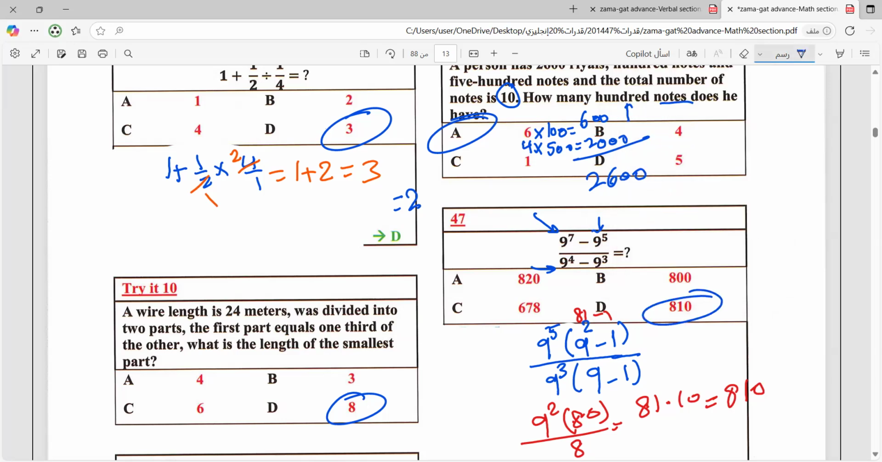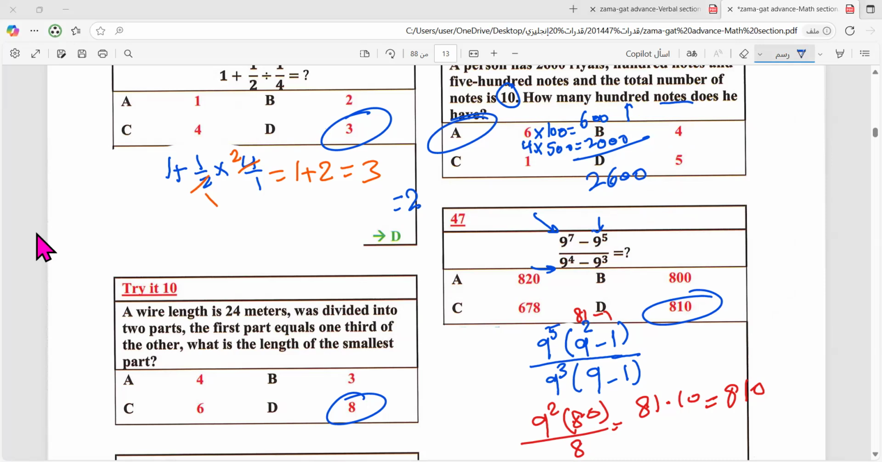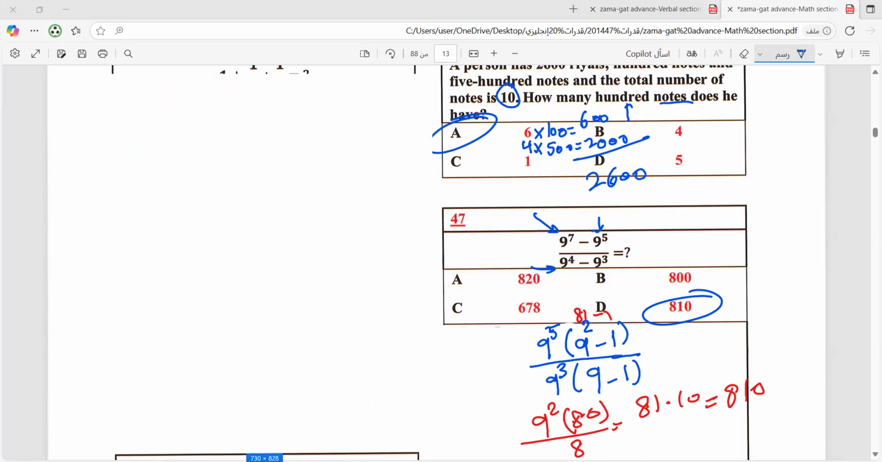This problem is very important because this problem comes in the GAT. It's very important. Do you understand? Can you repeat again? Yes, I will. I am happy to repeat for you. I want you to understand everything, my student.